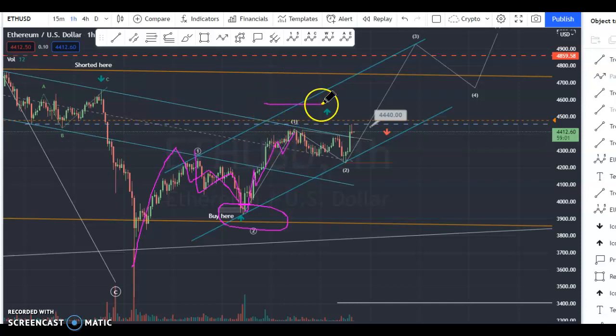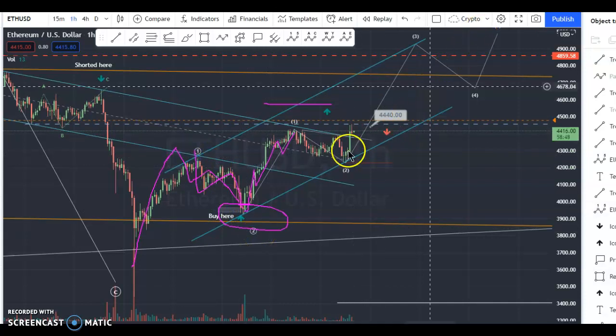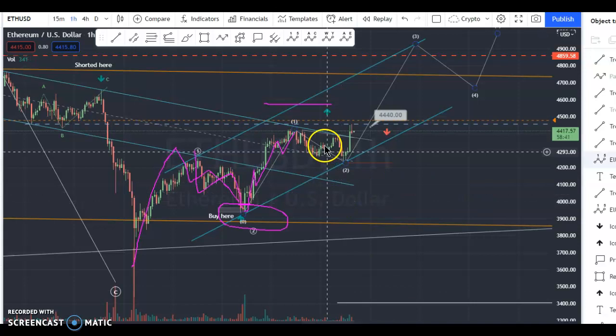It didn't break this channel, so we couldn't break above this to make a nice wave 3, which means inside here, that's wave 1, this is wave 2, and the long wave 3 is made up of 5 waves, so inside that you've got your mini 1, 2, 3, 4, 5. Looks like it's starting to work out now.